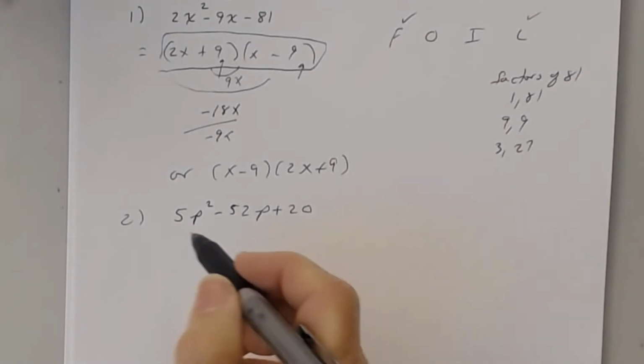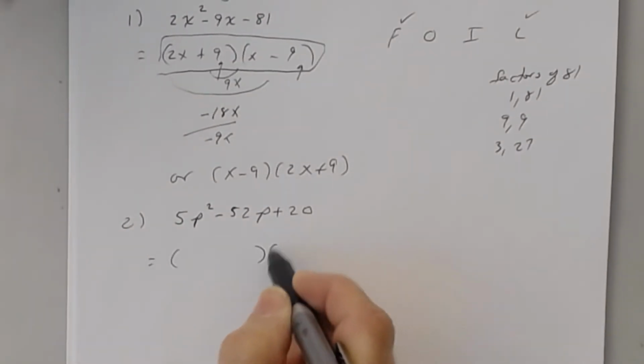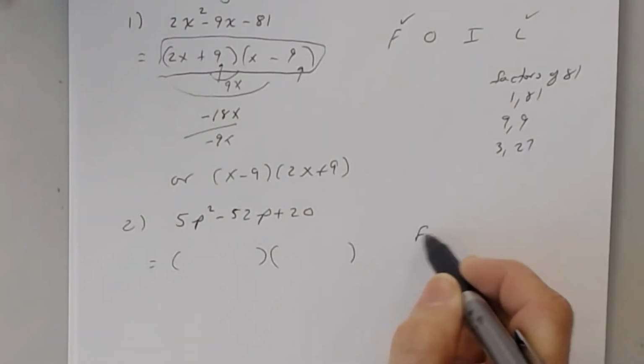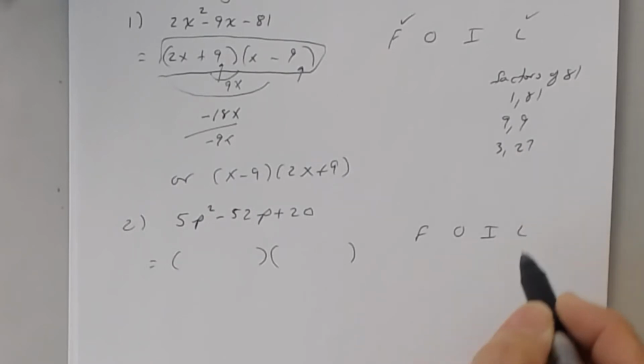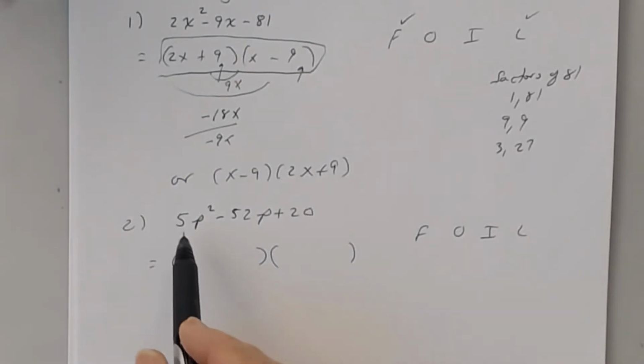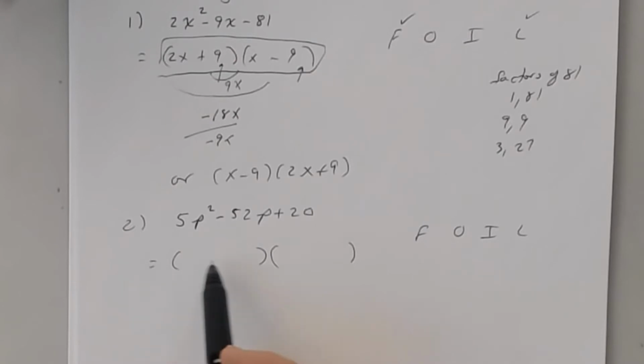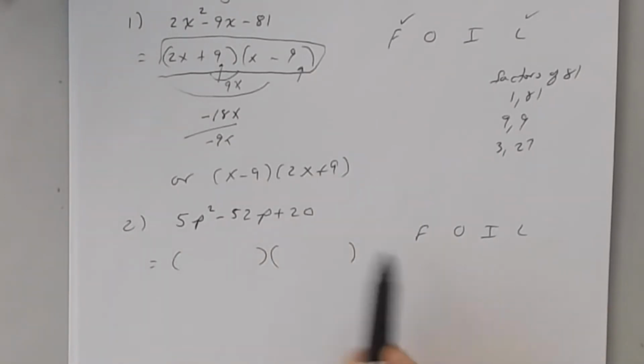All right, so it's 1, so I'm going to go directly to the two binomials. Now, the good thing here, remember FOIL, same thing. Good thing here is that my first term, the coefficient, is what kind of number? Prime. So there's only one possibility for F. What is it?